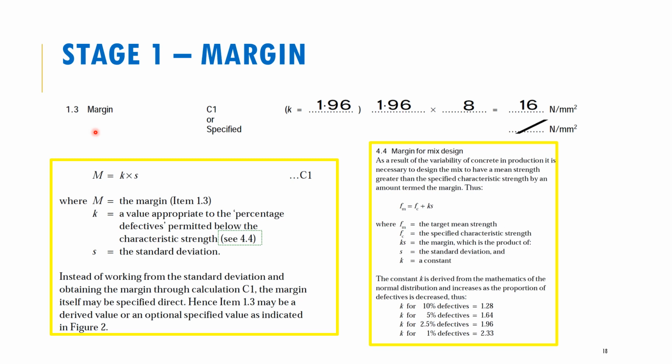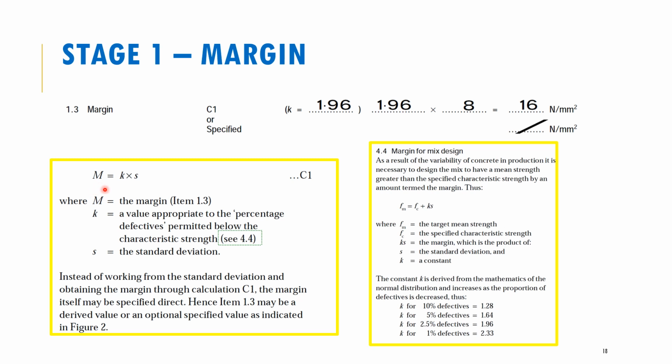Now, the standard deviation was already obtained. That's the 8 from the previous step. To calculate the margin, our reference says that we have to refer to C1 or specified. In our case, the margin isn't specified by the client. We have to compute it using C1. Now, equation C1, I've extracted that again from the BRE guideline.